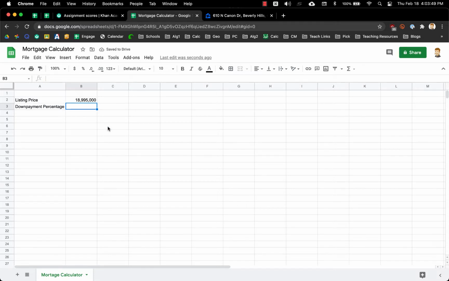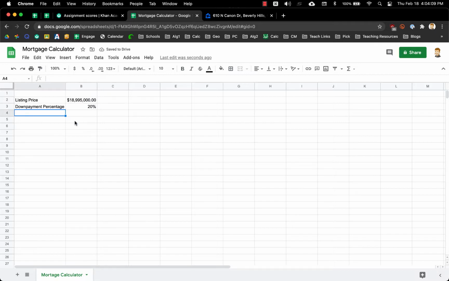I'm going to say I want to pay 20% down. You need at least 20% to avoid mortgage insurance, right? So somewhere between 20 and 30% is a good number. I notice that this should be a money number, but it's not. So I can click up here to format as currency, and that looks like a money number now.